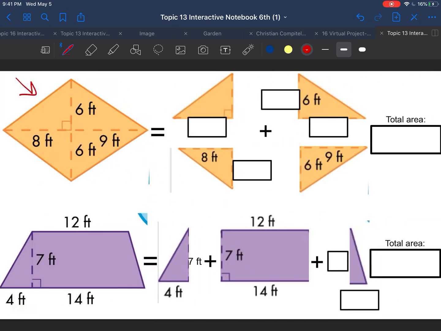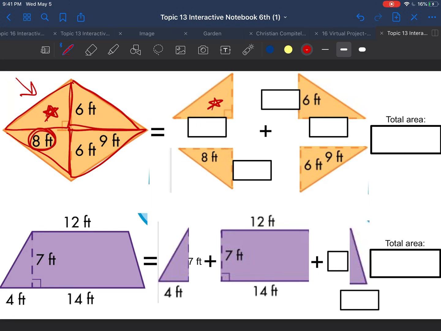So this next problem here, okay, it's a shape that we don't know how to find the area of, but what we can do is break it into 4 separate triangles. Okay? So let's focus on this triangle first right here. We know that the base of this triangle is 8 feet. And the height of this triangle is the same height as this, so it would be 6 feet.